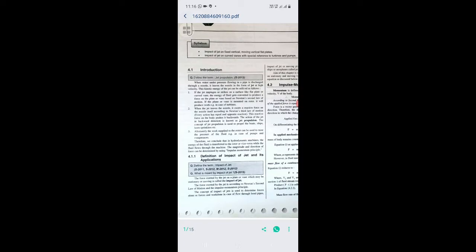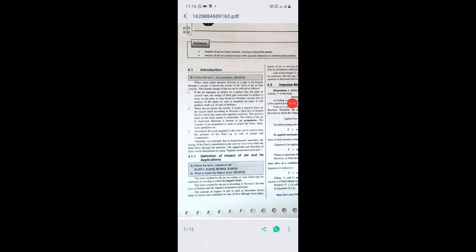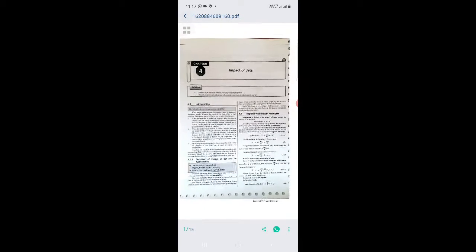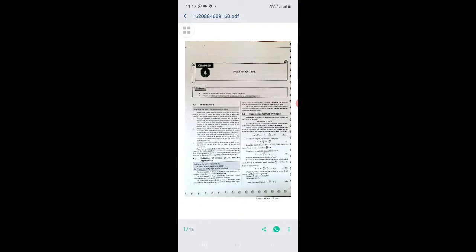This concept of impact of jet is used to determine the forces and work done through pipes. Impact of jet on moving plates or vanes, probably on boats, ships or airplanes, is called jet propulsion. The aim of this chapter is to determine the forces on moving or stationary plates. So let's start. Write down the definitions.